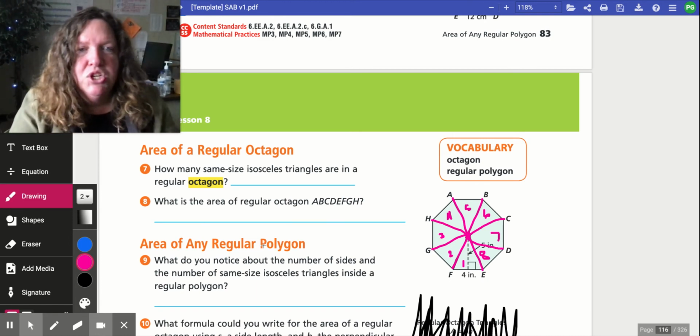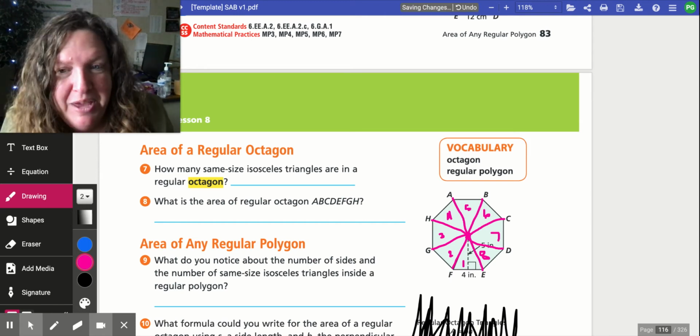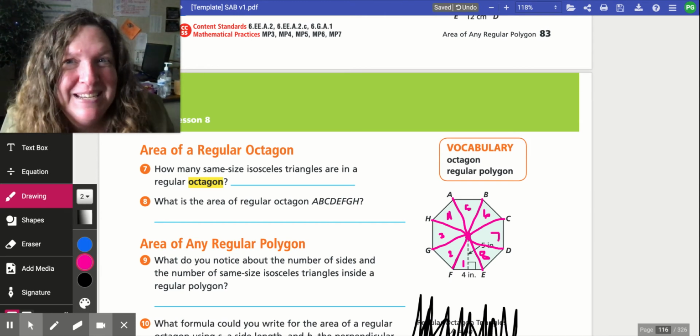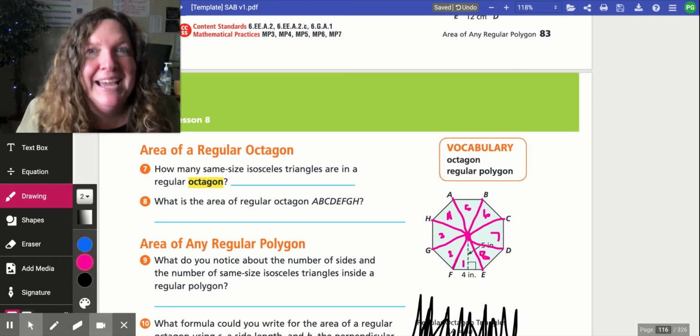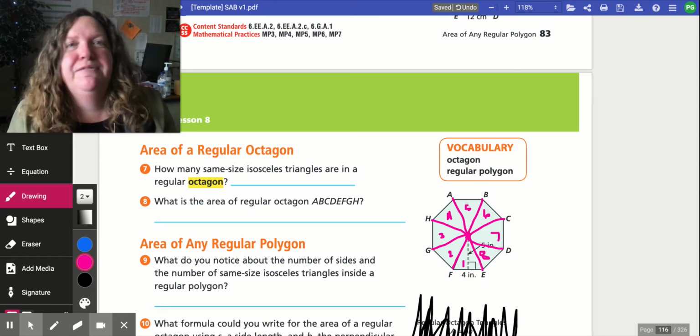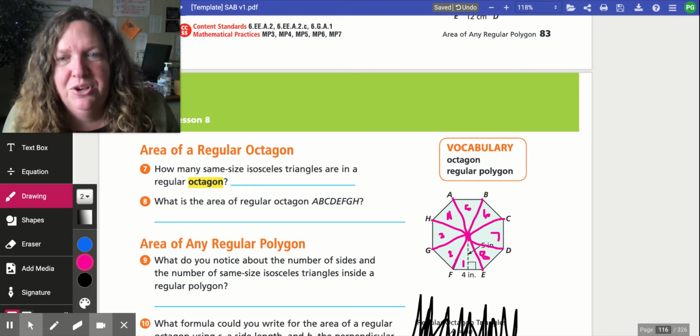Now, number 8 says, what is the area of the whole thing? How are we going to find it? We're going to find the area of 1, and then we're going to extrapolate. That's a fancy word that means figure out from there. Use our information and figure out.